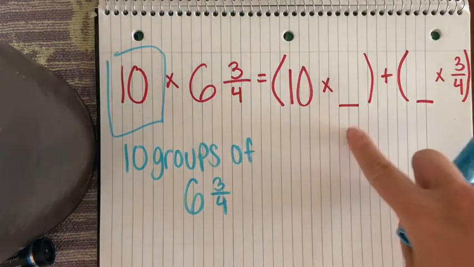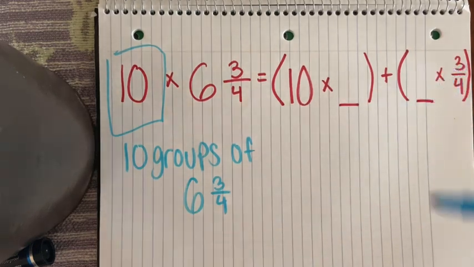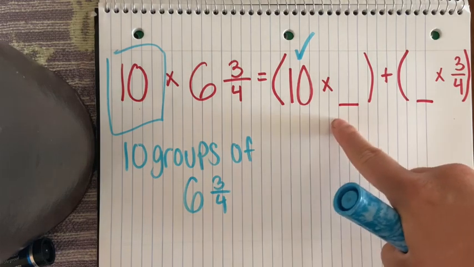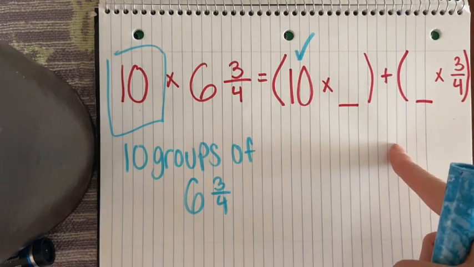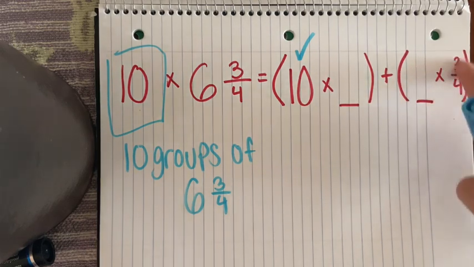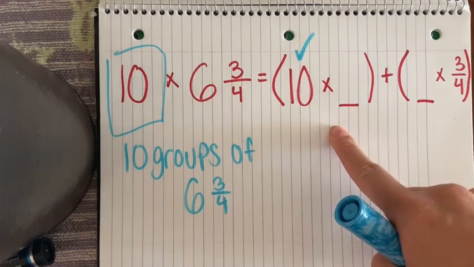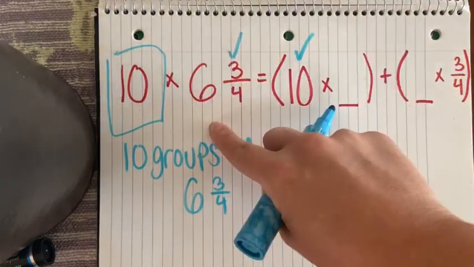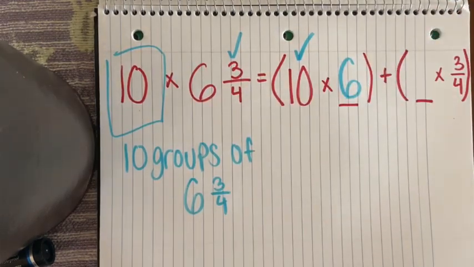Let's look at this first bracket. We already have that factor of 10 given to us, so we can check that part off. So we want to multiply it with one of the parts of our mixed number. Well, we can see that we have the fraction part of our mixed number already given to us. So we need to multiply with the other part, the first part of our mixed number, which is 6. So we're going to fill this bracket in with 10 times 6.